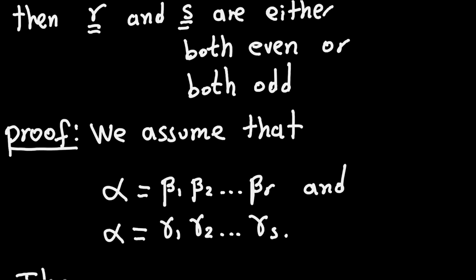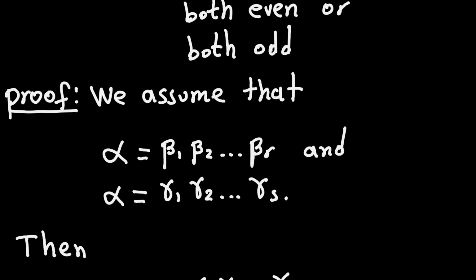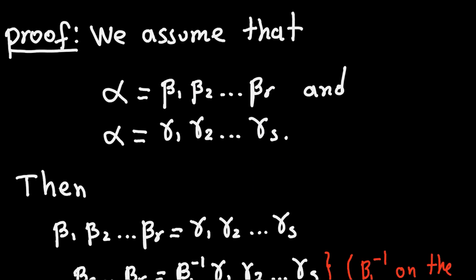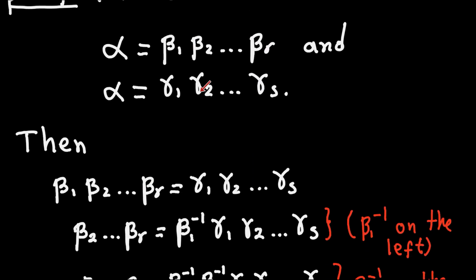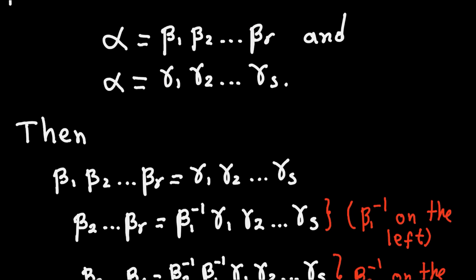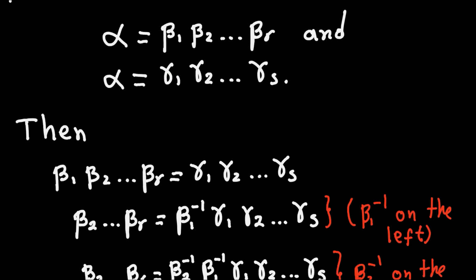So let's assume, of course, that you have the same permutation alpha written in two ways, betas and gammas, and all of them are two cycles. And we need to prove that r and s have the same parity. So we assume this. Of course, this composition here is exactly the same as that one. So we can write beta 1, beta 2 up to beta r equals this product of gammas. So basically those two things are the same.